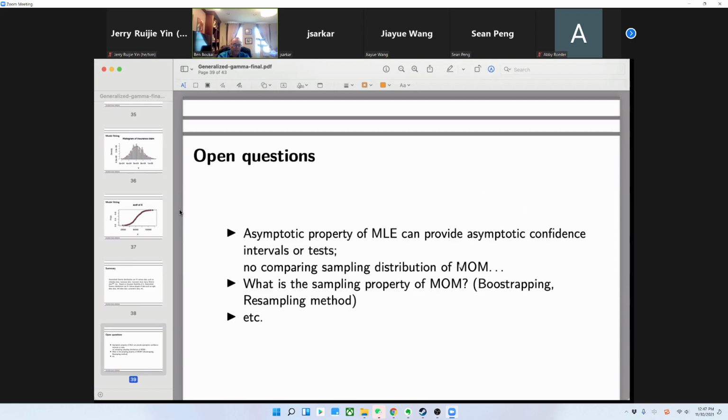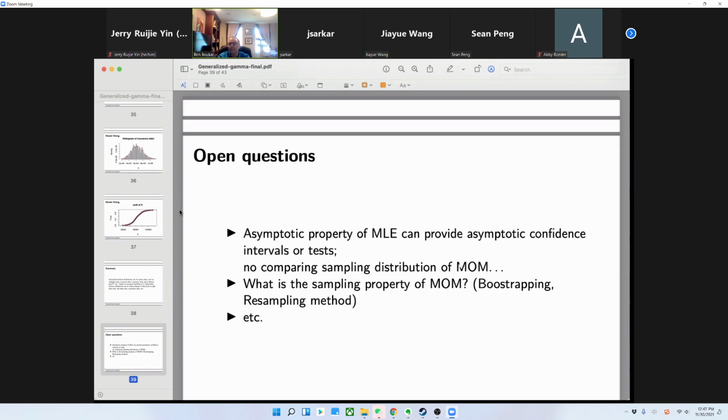I think Dr. Peng is making a very good point. In any estimation, you want to know something about the sampling distribution, whether for finite n, a small sample size, or asymptotically. On the MLE side, there are no clear results besides the asymptotic MLE properties, which provide the asymptotic variance, asymptotic confidence interval, and so forth. On the moment estimators, there is really nothing.